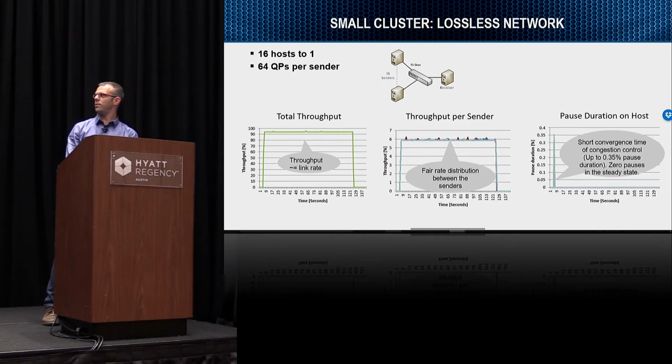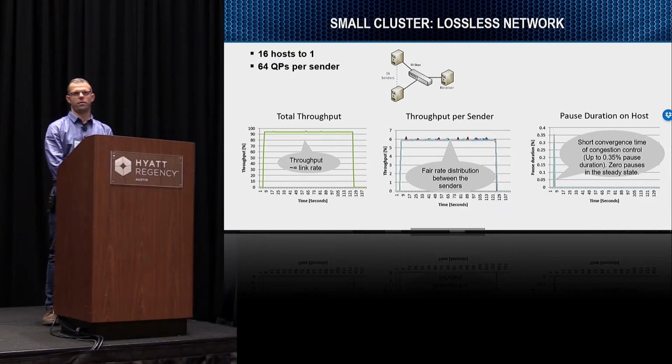And lastly, the graph on the right shows the pause duration on the host. So the switch, when its buffers get full, sends pauses to the host, and we sample the counters of the pause duration, the time that each host is paused from sending traffic. In this graph, we can see that in the beginning of the test, when we begin to inject the traffic, there is a short period while congestion control converges, and then there are no pauses during the test at all.